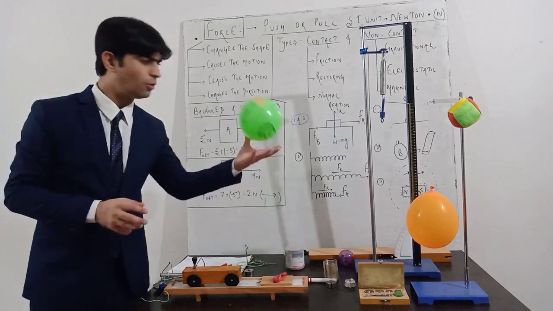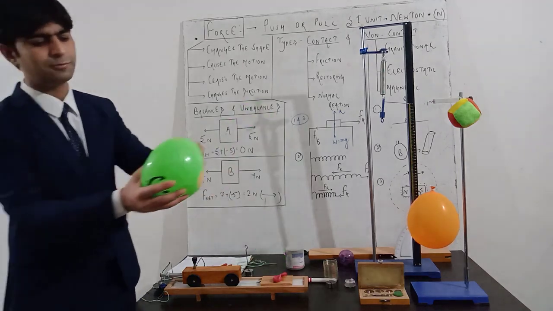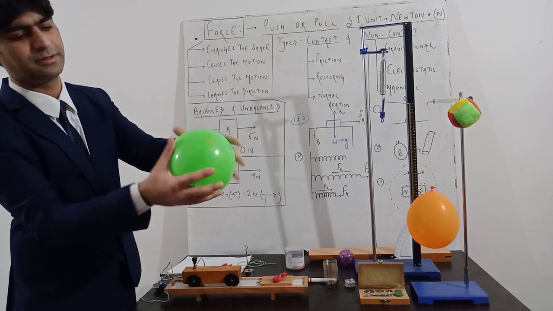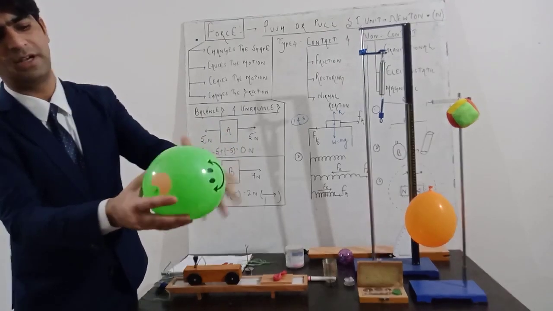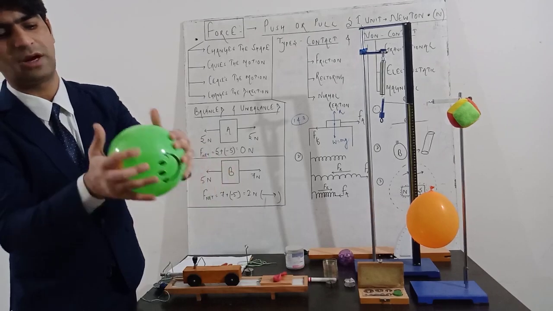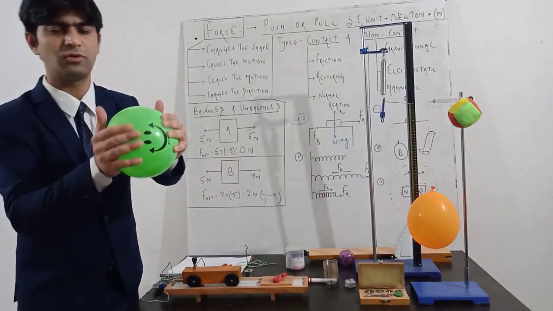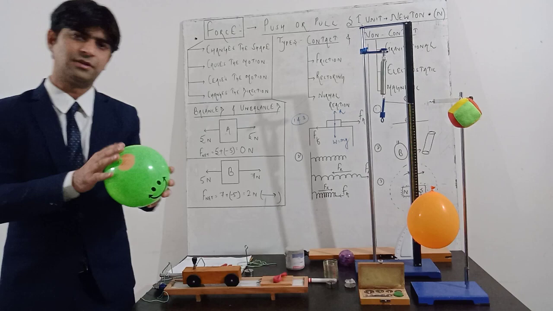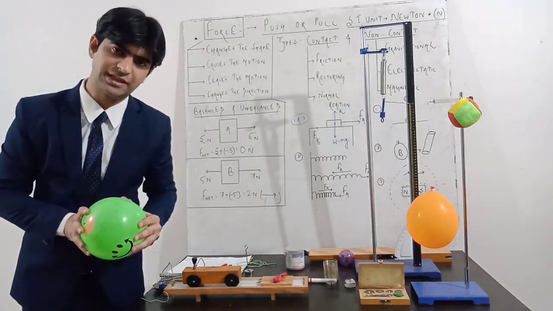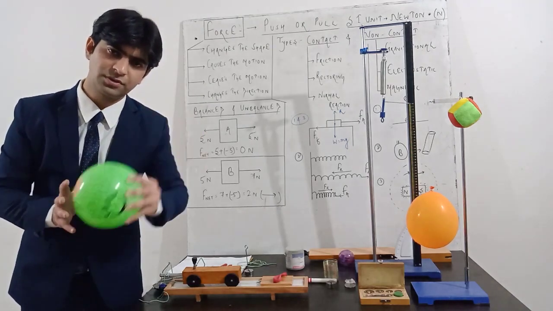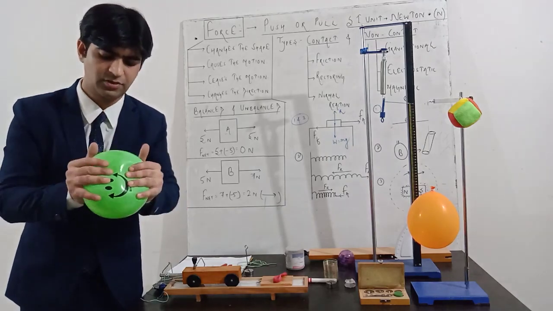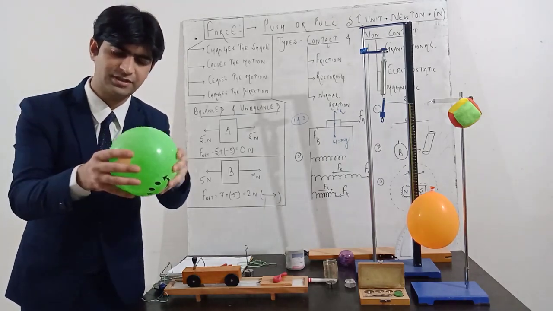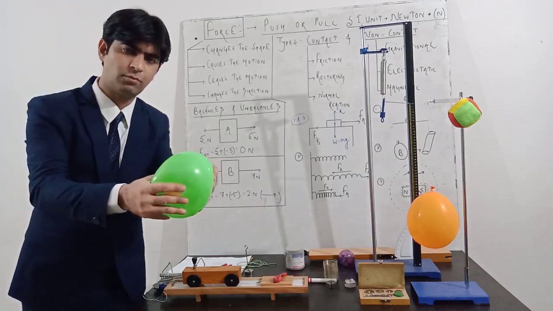If you take this green ball, and if I am going to press it, you can see here, the shape of this ball will definitely change. So until and unless you apply a certain amount of force, the shape of the body will not change. So force is something which changes the shape of the body. This is the first point.